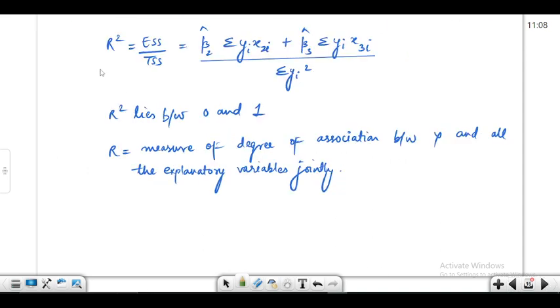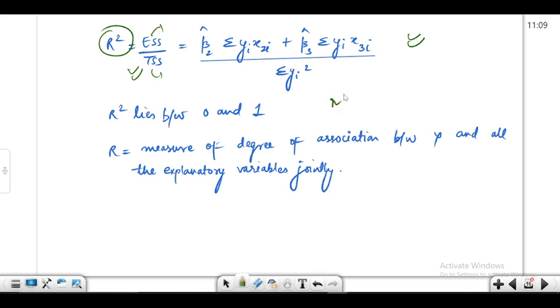So the formula is basically your explained sum of squares upon total sum of squares. We have seen this discussion, so you can go back and see the videos on R square for the simple regression model, and you can get an idea of what these terms are. I've explained these terms in the previous videos, so do go and have a look. It is given by beta 2 hat summation of small yi into small x2i plus beta 3 hat summation of small yi into x3i, upon summation of small yi square. So this is the formula to calculate the capital R square.